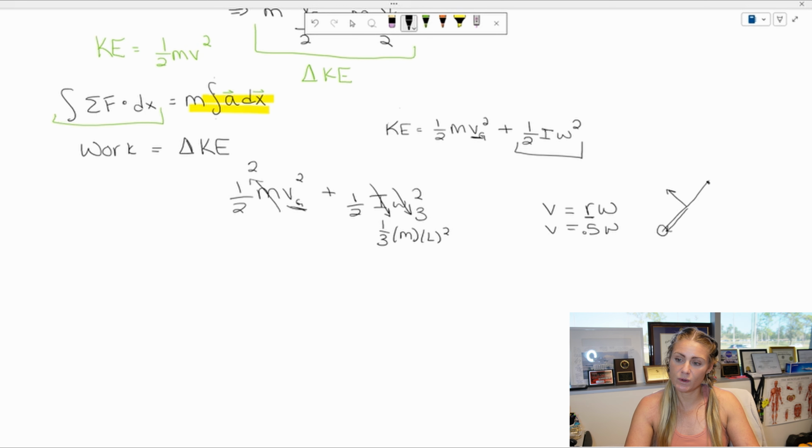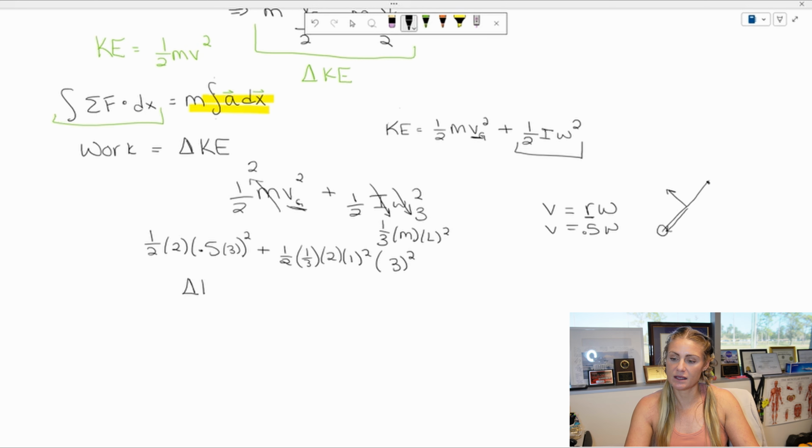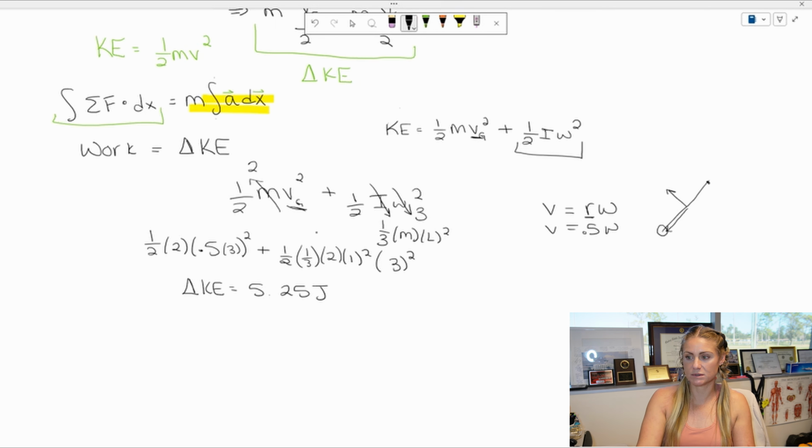Okay, so my equation then becomes 1/2 times 2.5, omega is 3 squared, plus 1/2, 1/3, m is 2, length is 1 squared, omega is 3 squared. I should get a change in kinetic energy that is equal to 5.25 joules. So that's a very simple problem.